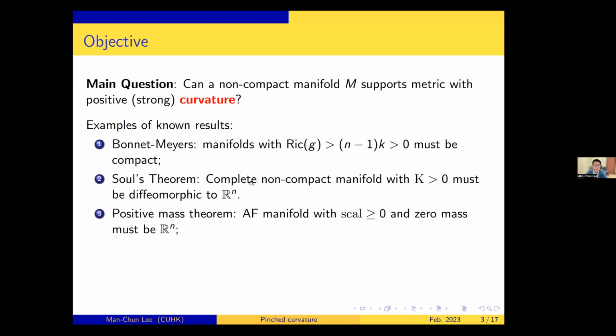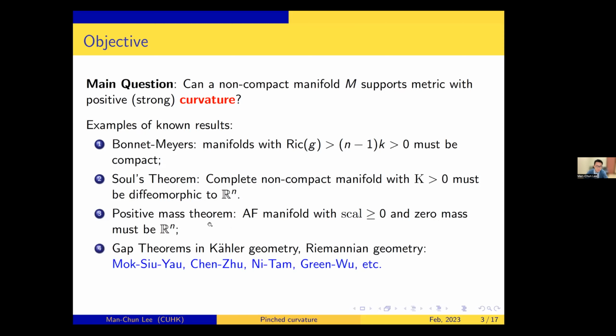Then I want to bring up another direction. If you have some curvature condition and the manifold has a decay structure at infinity, like in the positive mass theorem, then if the mass is zero, the manifold is isometric to Euclidean space. Results along this direction can also be regarded as gap theorems, which have been studied a lot, especially in Kähler geometry, by the work of Mok-Siu-Yau. They proved that if the curvature is non-negative and decays sufficiently faster than quadratically, then the manifold must be flat. And there are lots of generalizations of the Mok-Siu-Yau theorem.